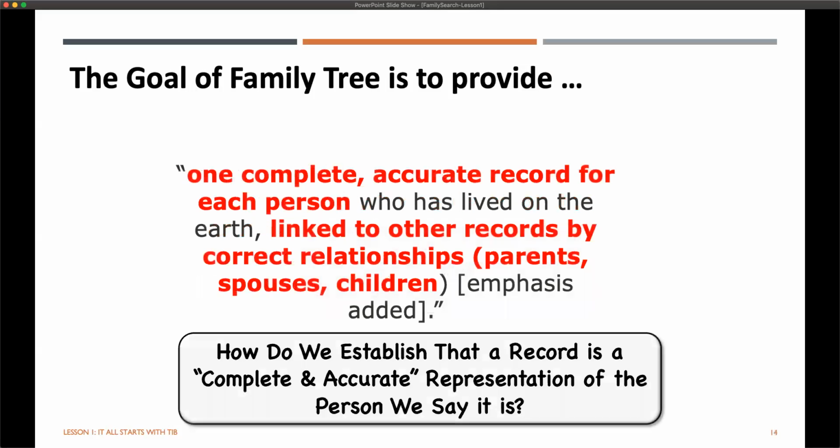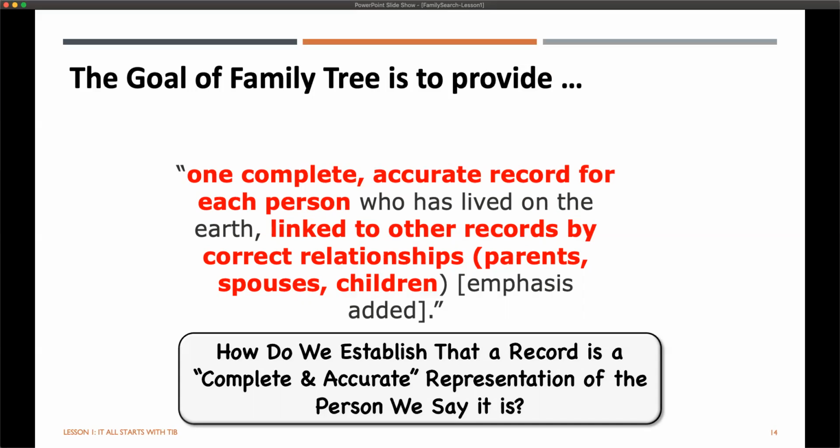So now let's look at the second one, the big one. One complete, accurate record for each person, linked to other records by correct relationships. Okay, this is the one that puts a lot of data integrity responsibilities on us. So let me ask, think about this. How do we establish that a record is a complete and accurate representation of the person we say it is?